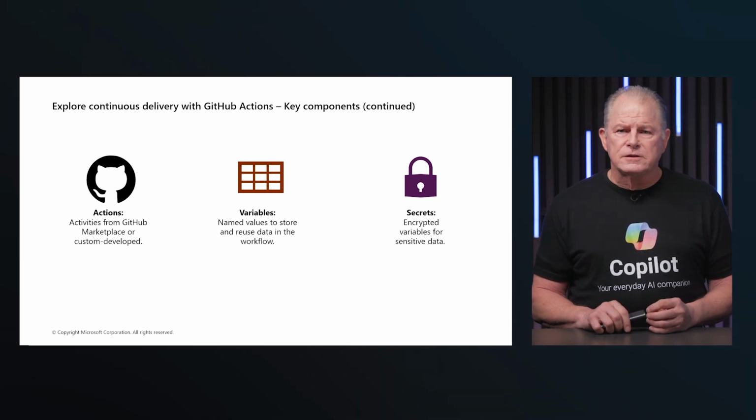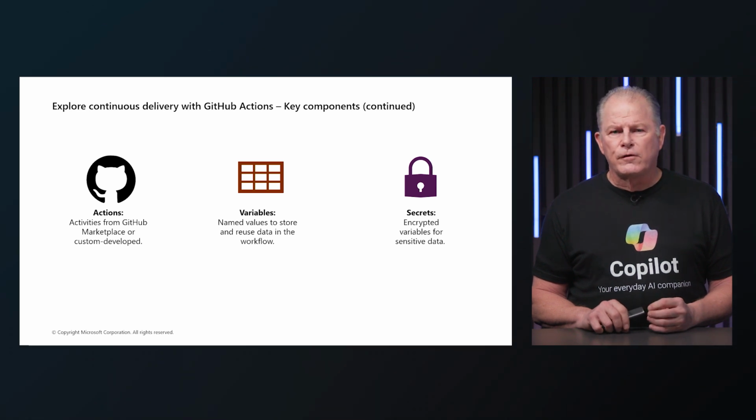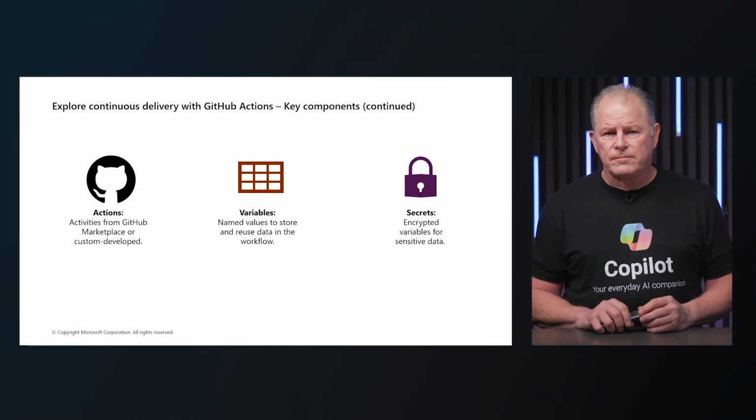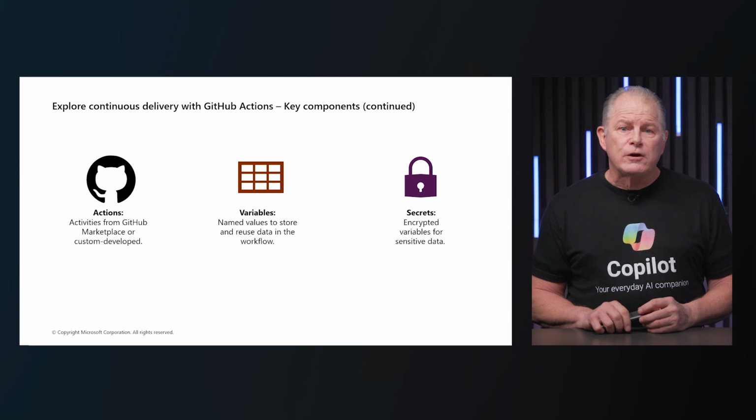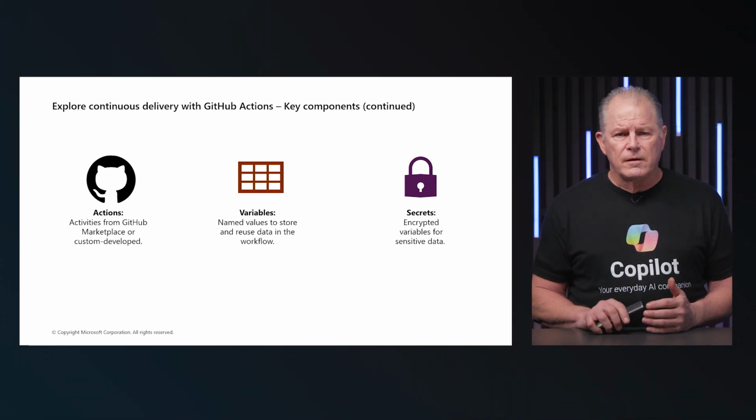Secrets in GitHub Actions are used to store sensitive information, such as API keys, passwords, or tokens. These secrets are encrypted and can only be accessed by workflows that have been granted permission. Secrets play a vital role in securing sensitive information and ensuring that it's not exposed in your workflow logs or code. They help in maintaining the security and integrity of your workflows by keeping the sensitive information safe.